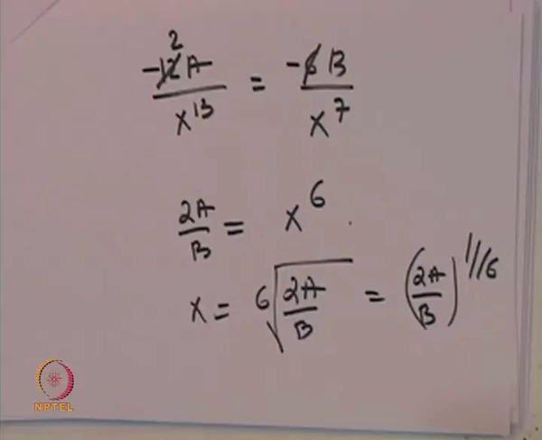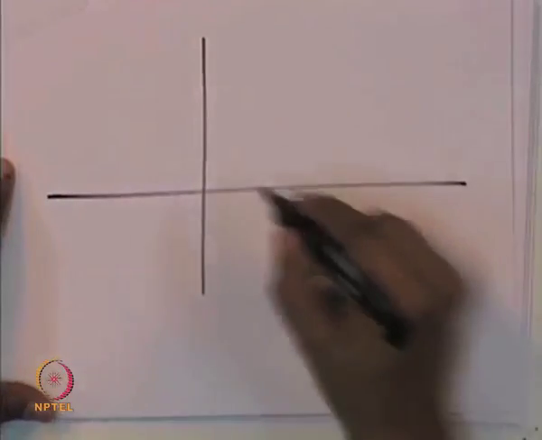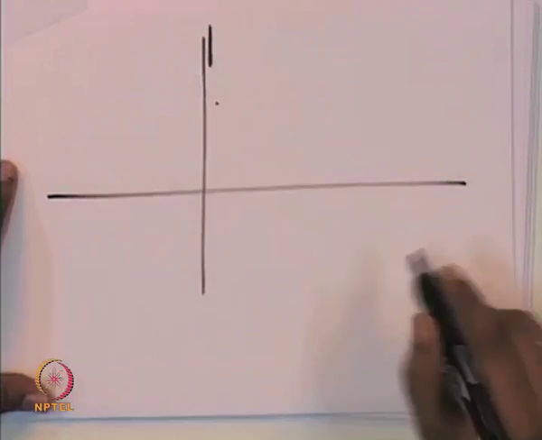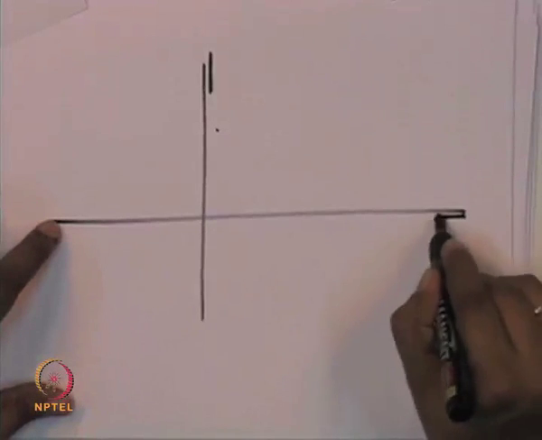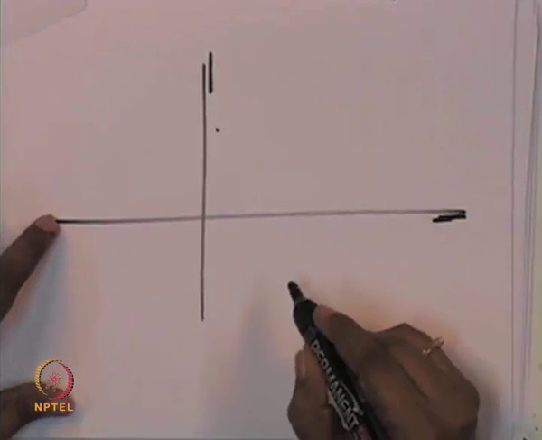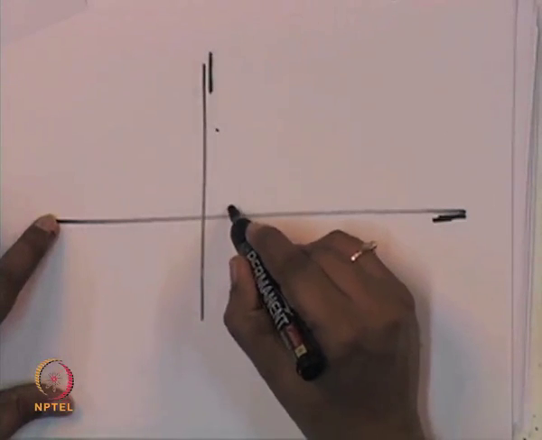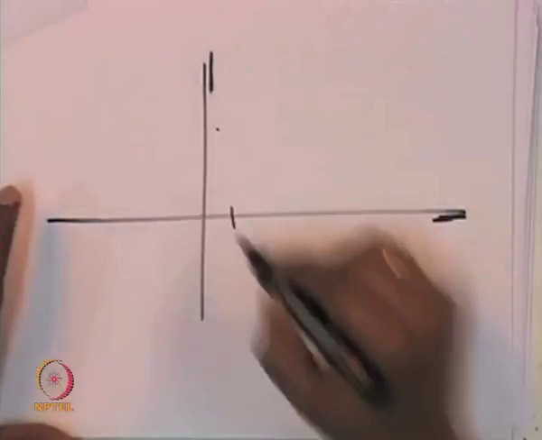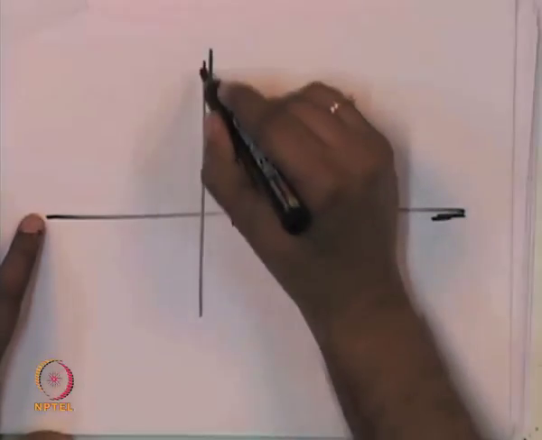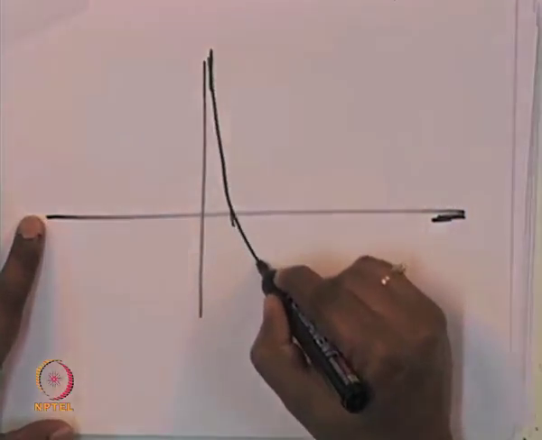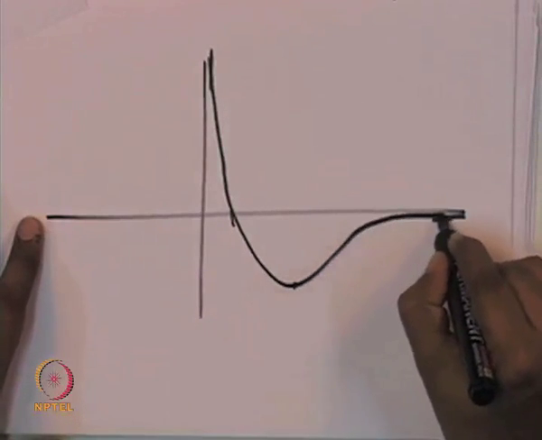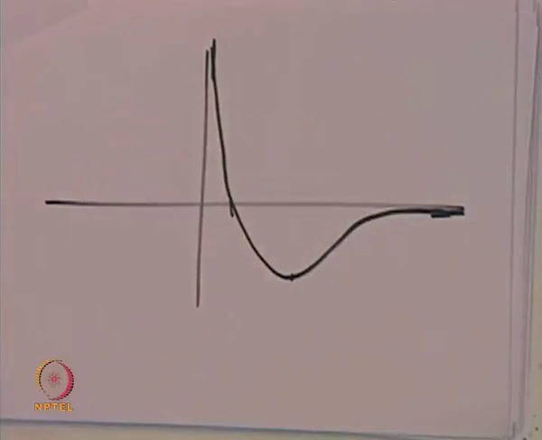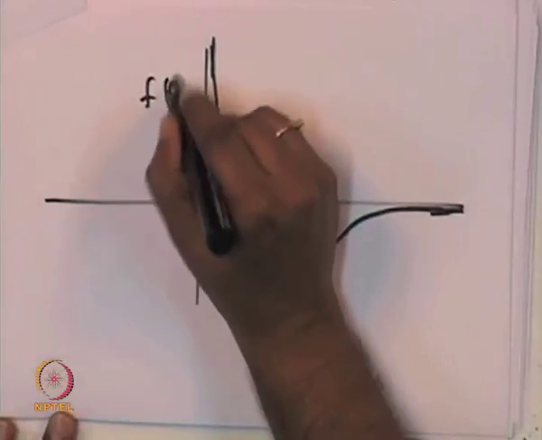So, we learned a few things. We learned that at x equal to 0 the function is infinity. So, the function should go to infinity. At x equal to infinity, it should go to 0, and there is a minimum somewhere here. And we also learned that it crosses 0 here. So, there is a point where it crosses 0. If you combine all this information, you will find that it crosses 0, there is a minimum here and it goes to 0 like this. So, you will get something like this as f of x versus x.